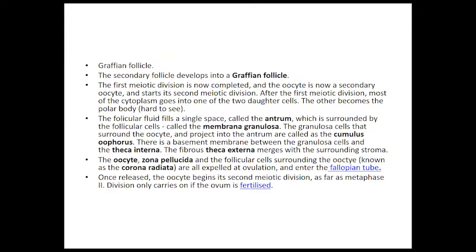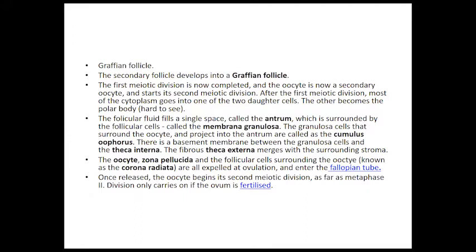Secondary oocyte starts the second meiotic division, and the first meiotic division mostly goes into two daughter cells. The other becomes the polar body, as we have already said. The fluid enters into this antrum, and these are the follicular cells, the membrana granulosa. The rest of the cells which surround and project into the antrum are called the cumulus oophorus.